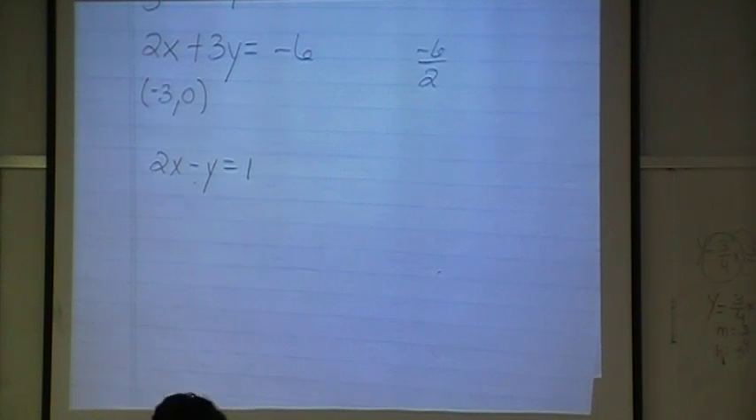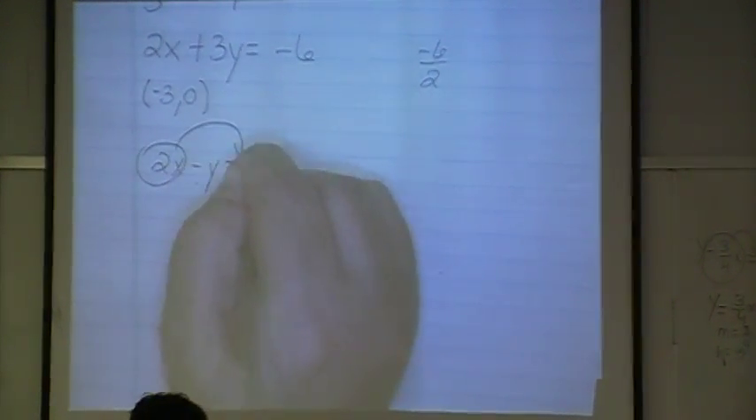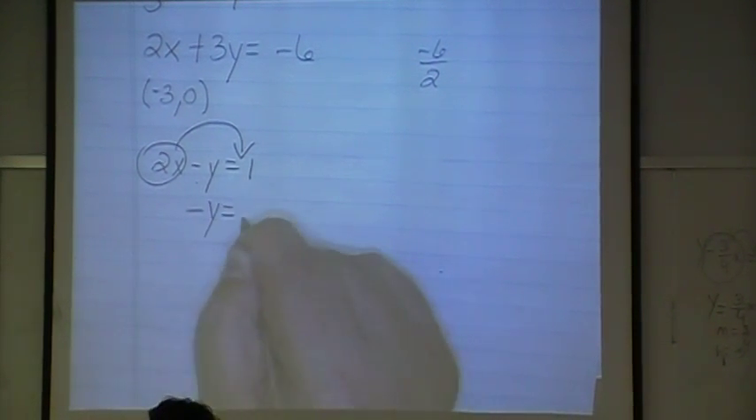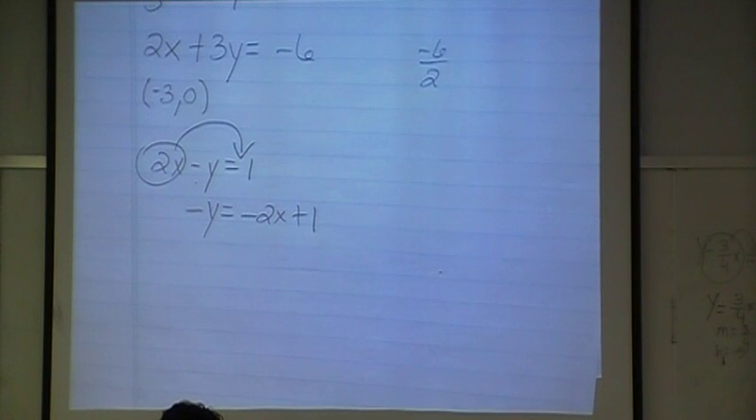X minus y equals 1. I want to put it in slope-intercept. Going to move that 2x over. Negative y equals negative 2x plus 1. Am I done? No, why not? Can't have a negative y. Can't be negative.